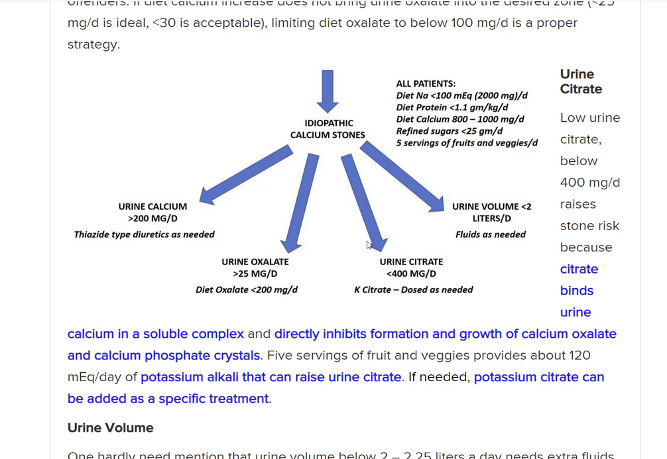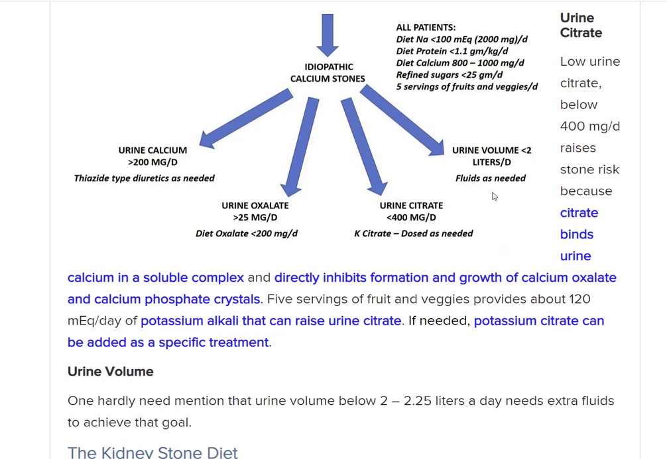Citrate is an inhibitor of crystallization, and it's calcium binding. And here is excellent material on citrate. You can take potassium citrate. If you're eating adequate amounts of fruits and vegetables, you're going to get quite a lot of potassium in the form of potassium alkali, even from diet. As for urine volume, I hardly need to teach that to you.